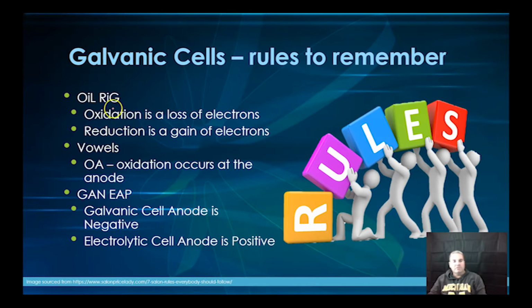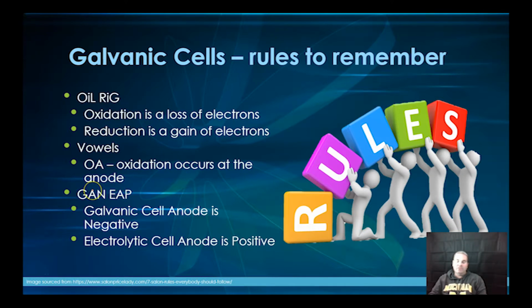So the first thing to remember is OIL RIG. Oxidation is a loss of electrons, reduction is a gain of electrons. If you remember which metal is the most reactive metal, that's going to be the anode. And you use the next thing, vowels: OA, oxidation occurs at the anode. If you remember that, then obviously reduction occurs at the cathode.